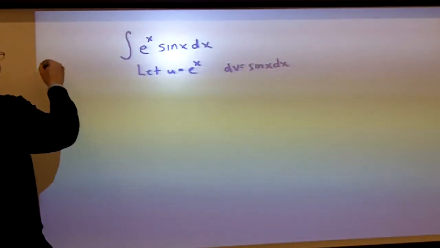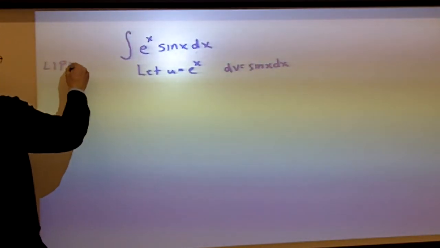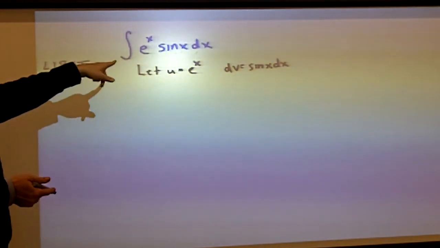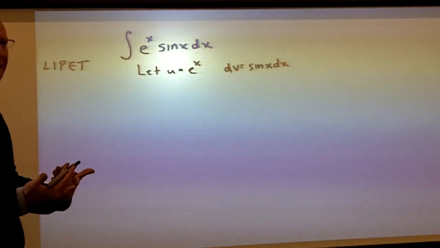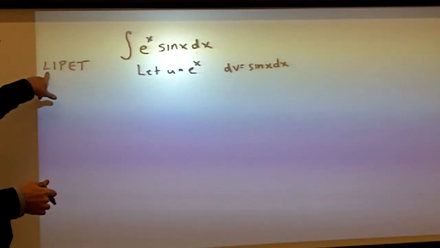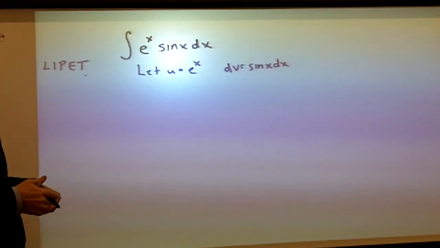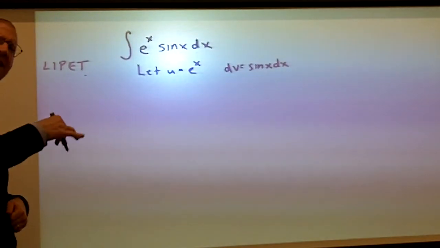By the way, that device was LIPET. This is how we choose what we're going to let u equal in an integration by parts problem. Log, inverse trig, polynomial, exponential, trigonometric. Let's finish the problem.